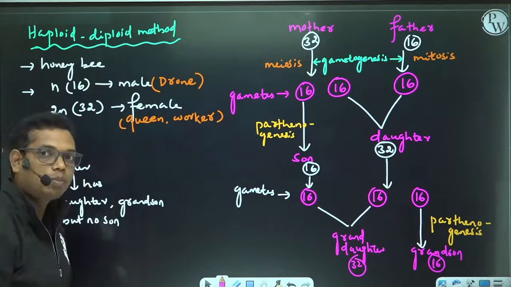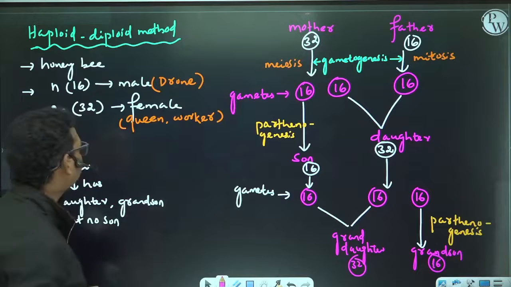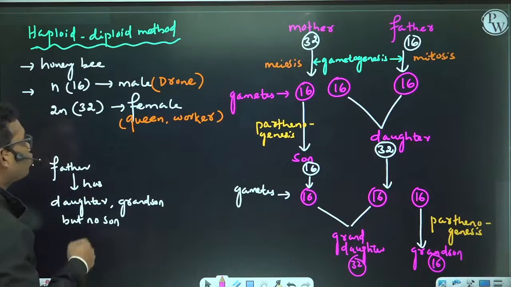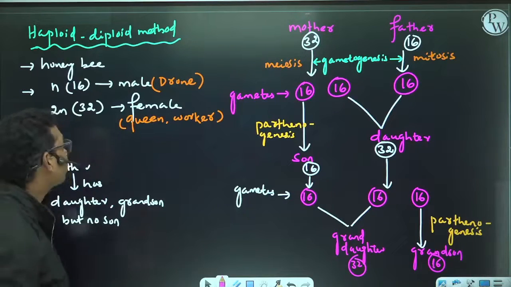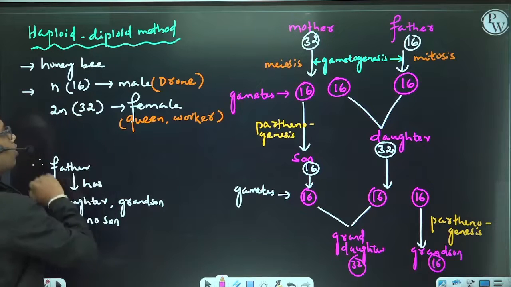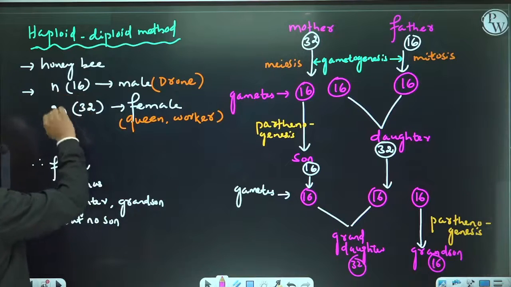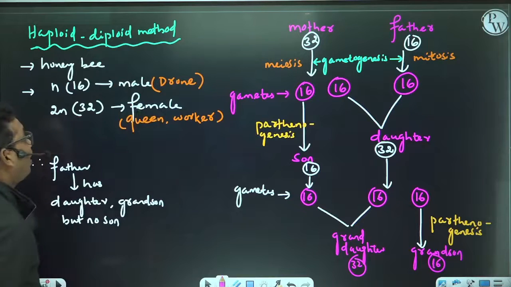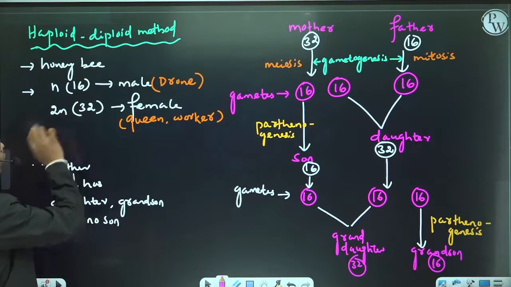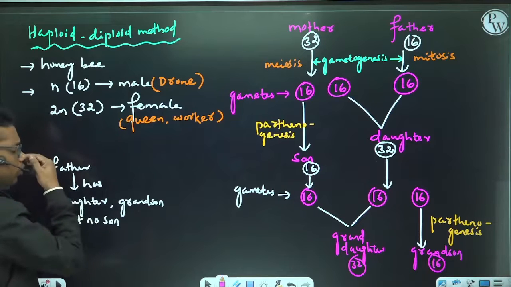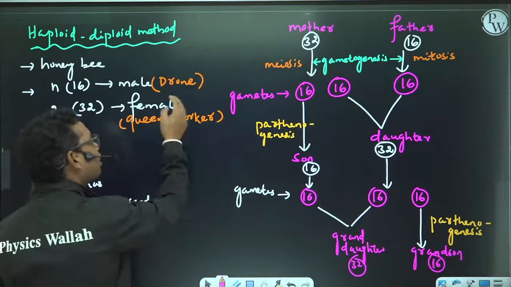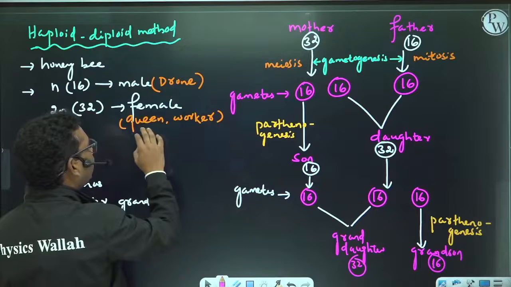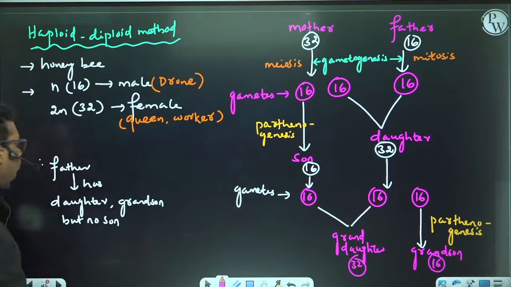In case of honeybee, 2n is 32. So if the number of chromosomes is 16, that means if it is haploid, that will be male, and the male in case of honeybee is drone. And if it is having a diploid chromosomal set, that means it is having 32 chromosomes, it will be female. And the examples of female honeybee are queen and worker bee.